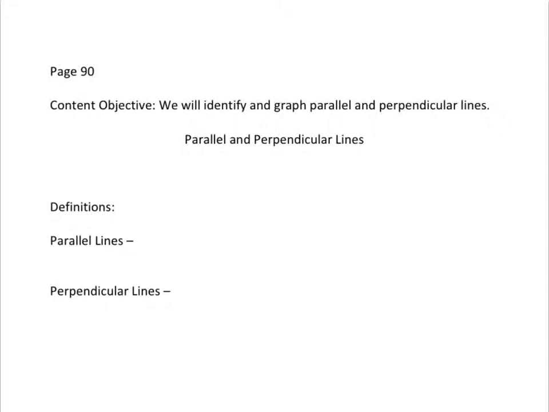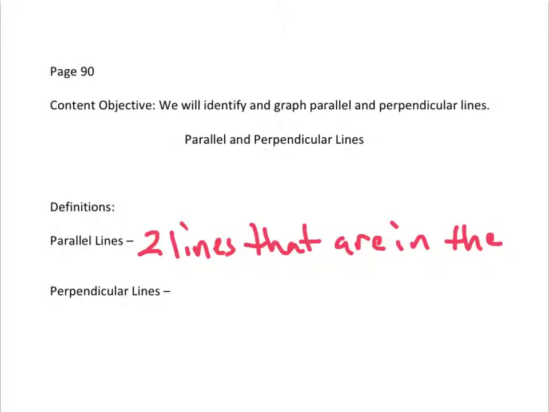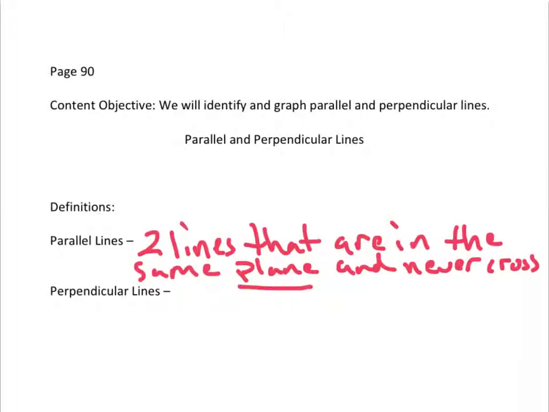So parallel lines, two lines that are in the same plane and never cross. Now, that word right there, plane, that'll make a lot more sense when you get into geometry next year with Mr. Lee or with any of the teachers over at the high school. So parallel lines, two lines that are in the same plane that never cross.